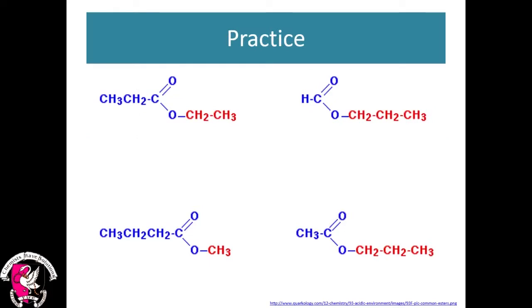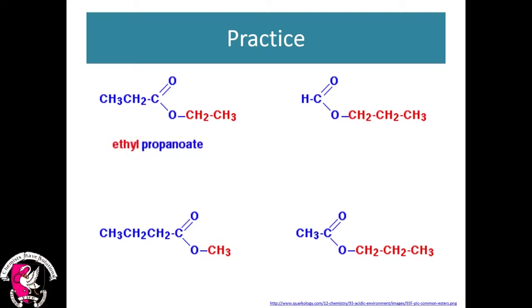So what I'd like you to do is have a go at practicing these four. So we have 4 different esters there that were all made up from an alcohol and a carboxylic acid. So they were all made using an alcohol and a carboxylic acid. And what I'd like you to do is name them all. Okay, so pause it here, draw them down first, and see if you can name them.